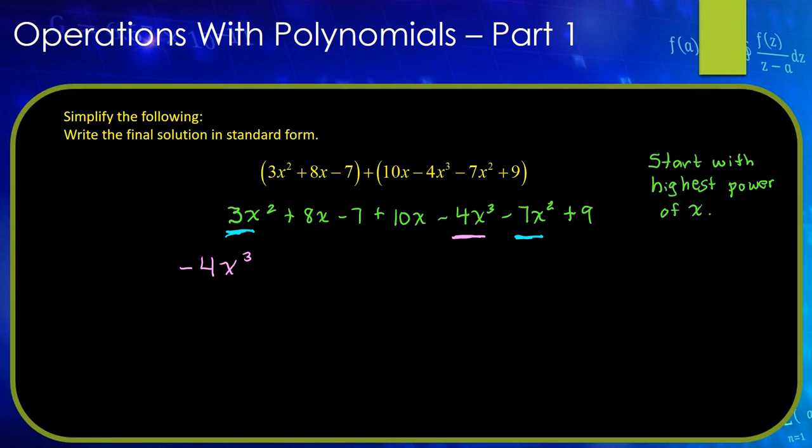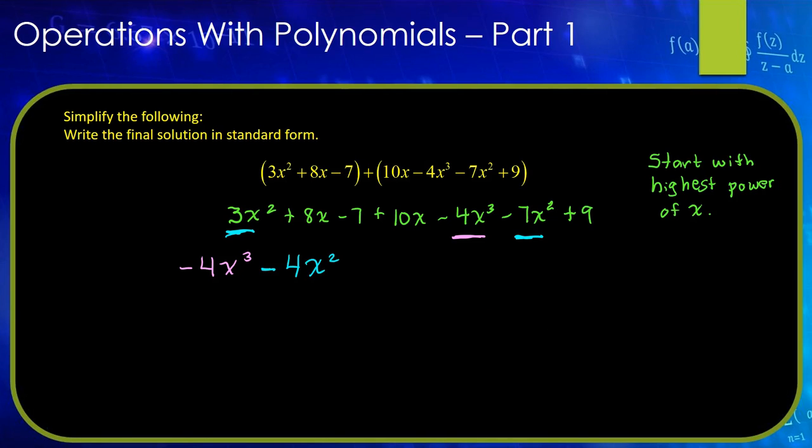It's impossible. I can only multiply and divide two different variables to different powers. But adding and subtracting, no. I can only add and subtract like terms. So the 3x squared and the -7x squared are like terms. So if I carry that through, I end up with a -4x squared.